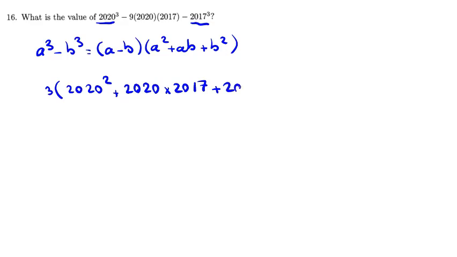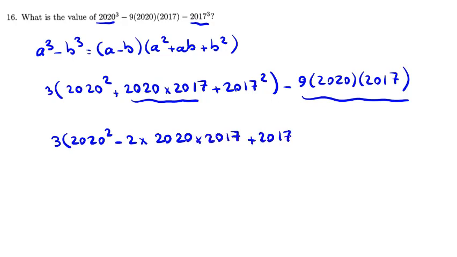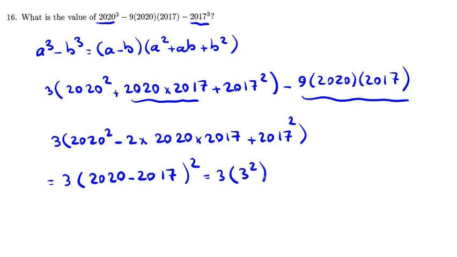2017 plus 2017 squared minus 9 times 2020 times 2017. 3 times this minus 9 times this will be minus 6. So it will be 3 times 2020 squared minus 6. You can factor out 3. You can say minus 2 times 2020 times 2017 plus 2017 squared. And you can say, okay, it is a squared minus 2ab plus b squared. So you can say it's 3 times 2020 minus 2017, all squared. It will be 3 times 3 squared, which will be 3 times 9, which equals 27.